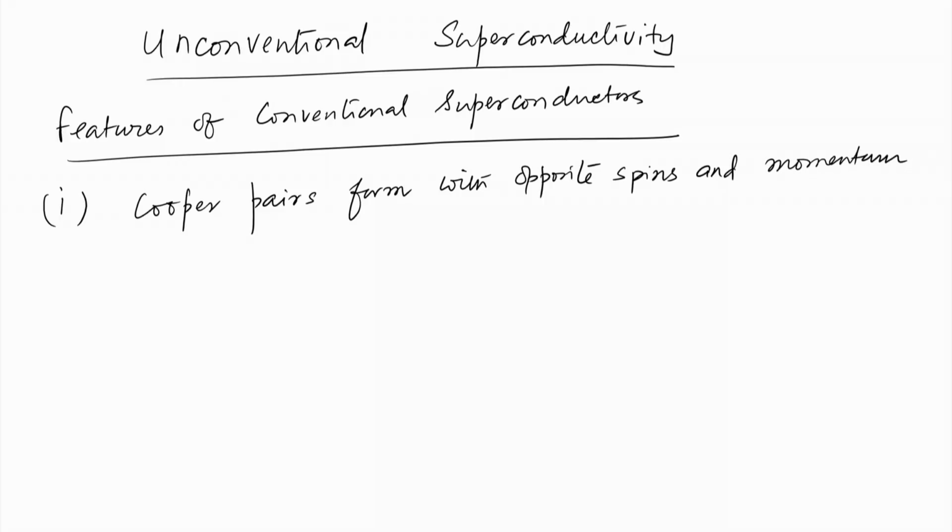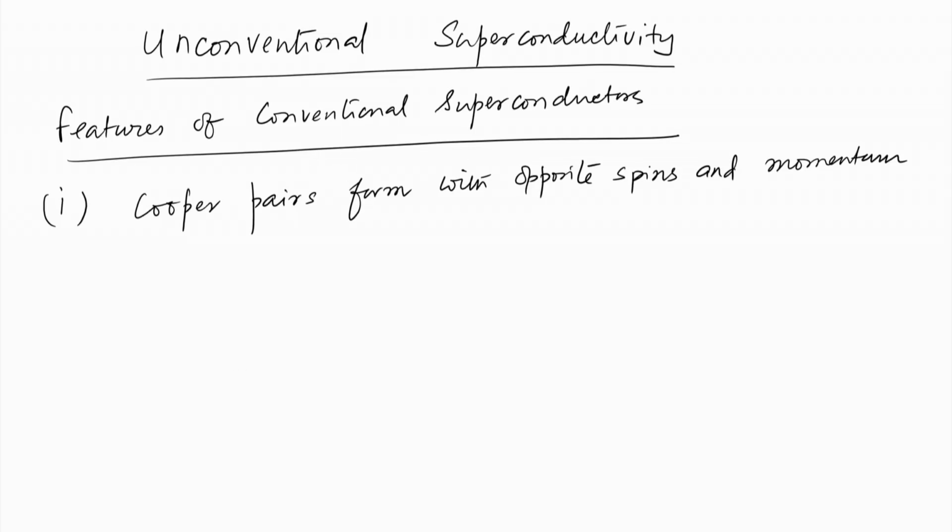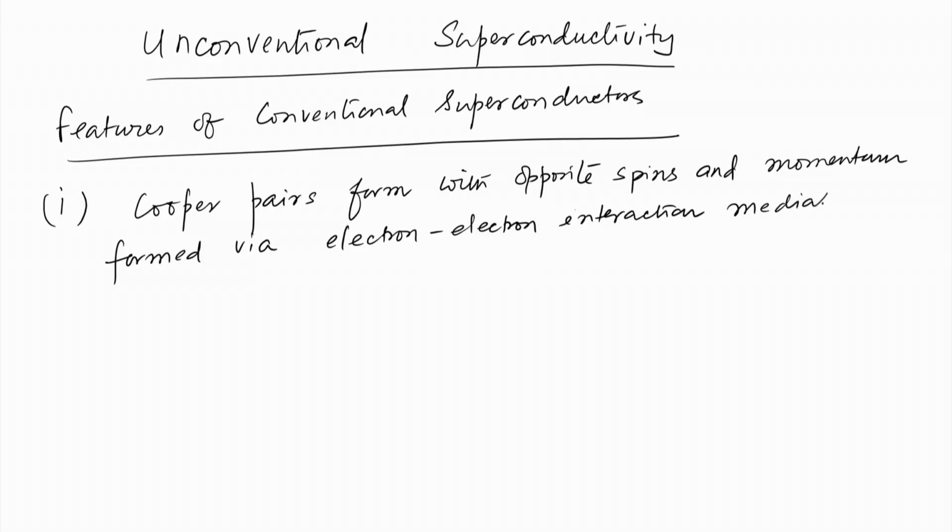Just to remind you that the Cooper pairs have momentum k and minus k, and the spins are up and down, and these are the constituents of the Cooper pair, and they form via electron-electron interaction mediated by phonons.